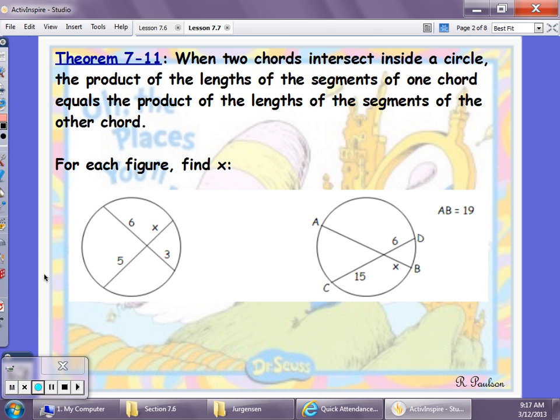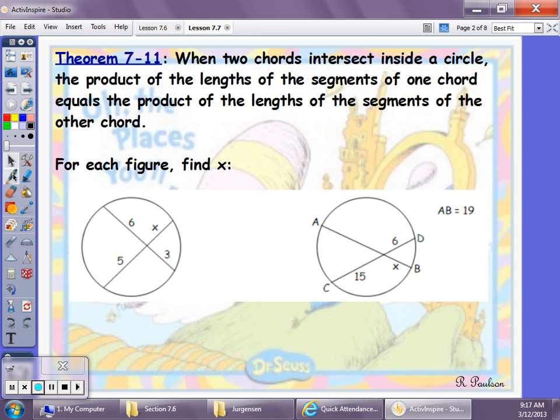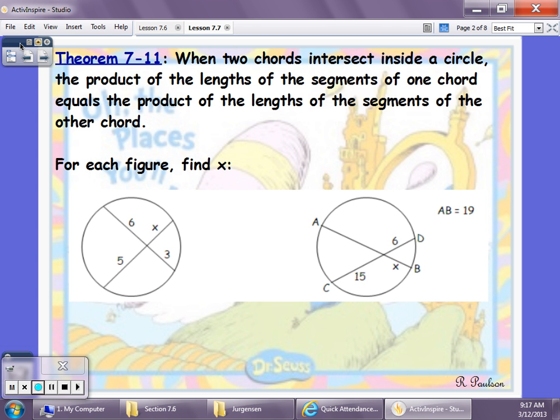Theorem 7-11 states, when two chords intersect inside a circle, the product of the lengths of the segments of one chord equals the product of the lengths of the segments of the other chord. So let's go ahead and look at a few examples using this theorem. For each figure, we're going to find x.